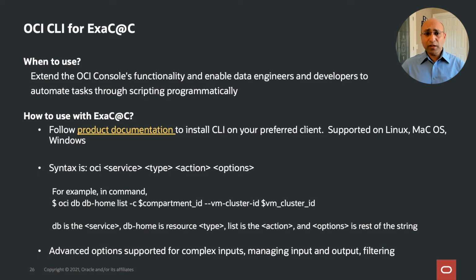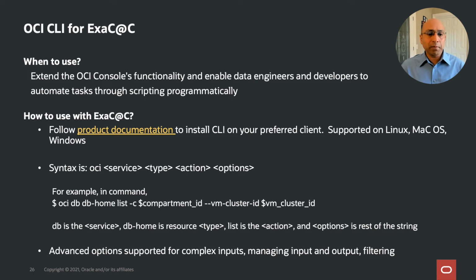And if you look out here, the syntax is pretty intuitive. Everything starts with the letters OCI, and then essentially you have the name of the service, the type of the resource, and then the action. Essentially the action that you want to do on the resource, and then you have options as the list of arguments that you may want to supply.